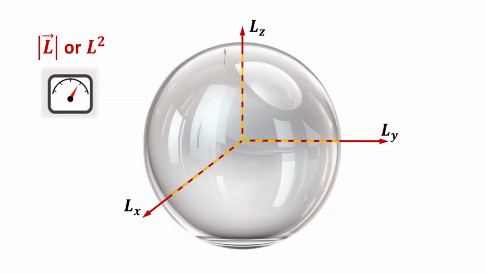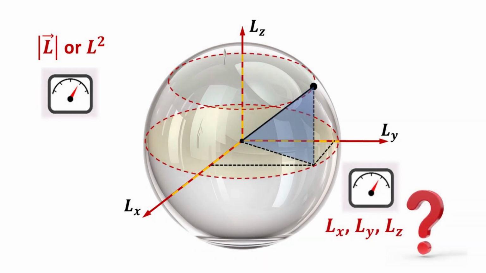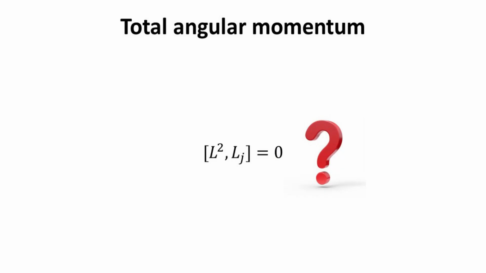Now suppose we make a quantum measurement of the magnitude of the total angular momentum. Classically, the phase space of all possible angular momentum vectors would map out the surface of a sphere as shown. Are the angular momentum components Lx, Ly, and Lz compatible observables with L square? The former allows us to determine the orientation of the angular momentum vector, while the latter only tells us its magnitude. In other words, we seek to know if L square commutes with any of the angular momentum components.